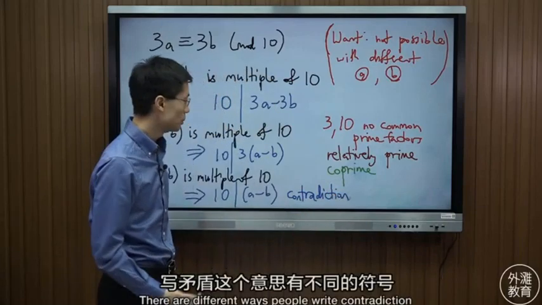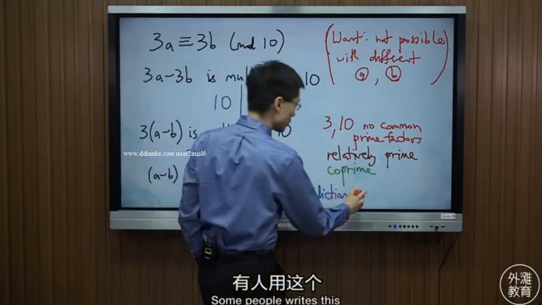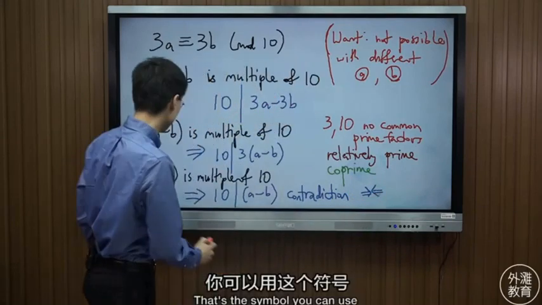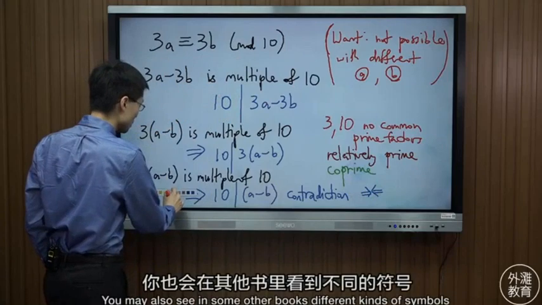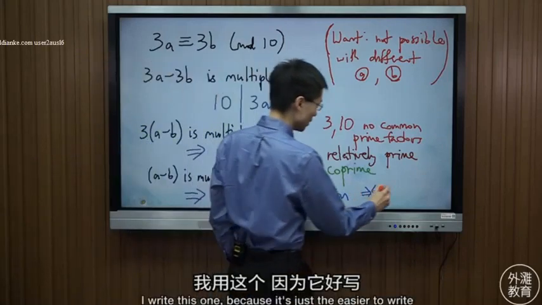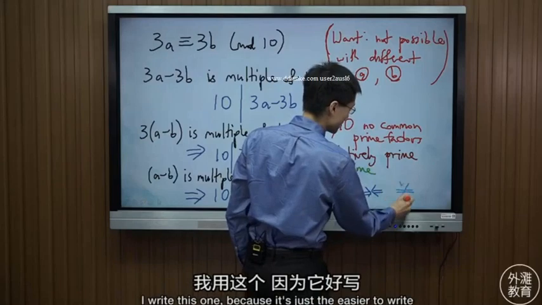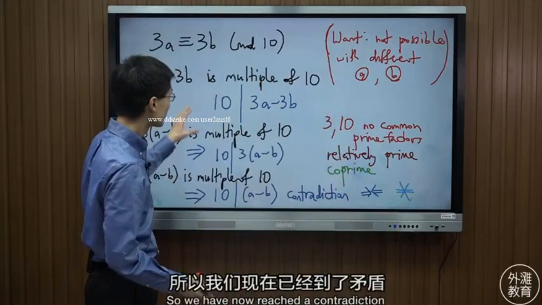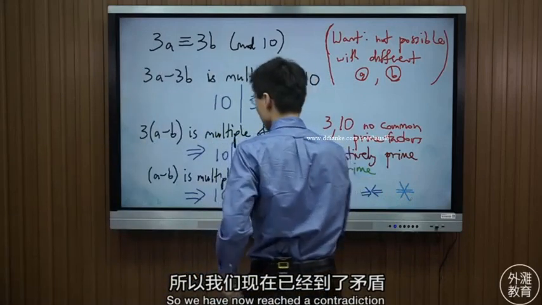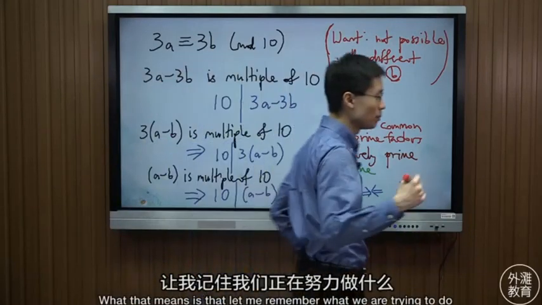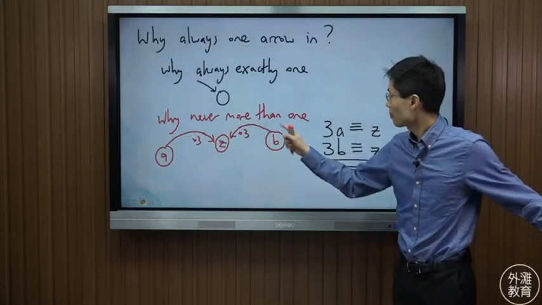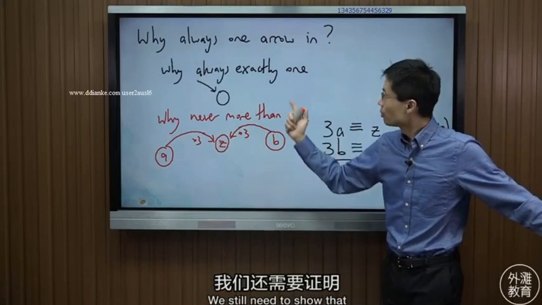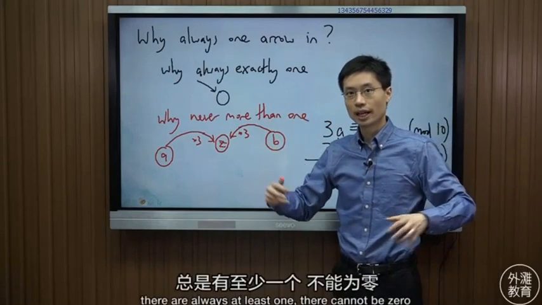There are different ways people write contradiction. Some people write this. That's a symbol that you can use. You may also see in some other books different kinds of symbols. I write this one because it just is easier to write, but it looks the same. Okay? So we have now reached a contradiction. What that means is, let me remember what we were trying to do. We never have more than 1 going into the same place. We still need to show that there is always at least 1.